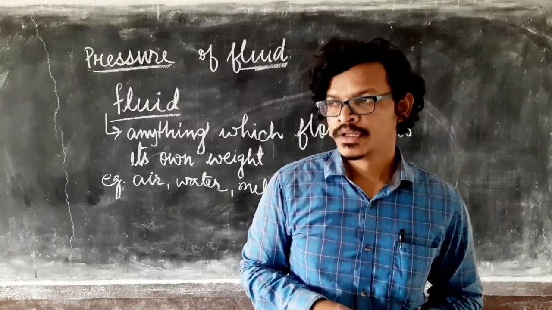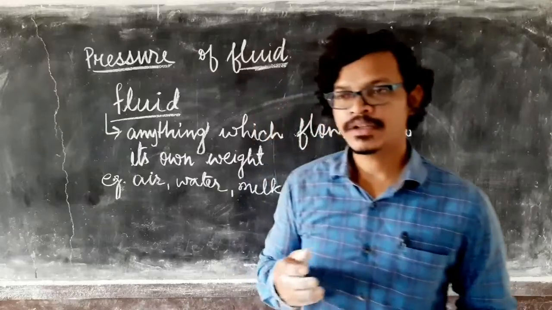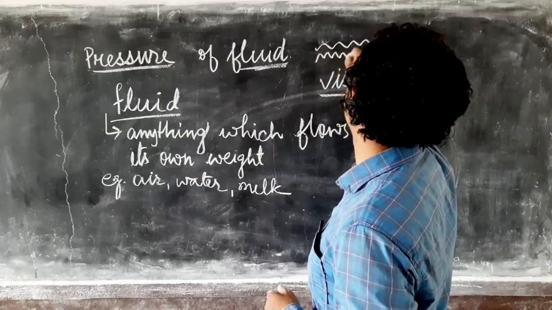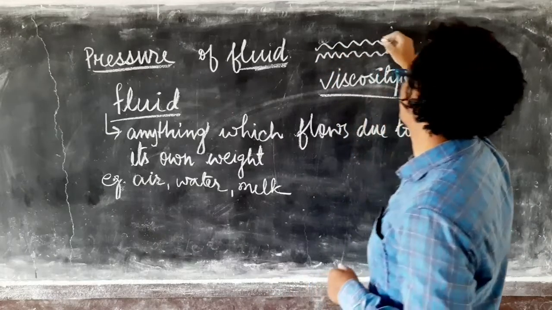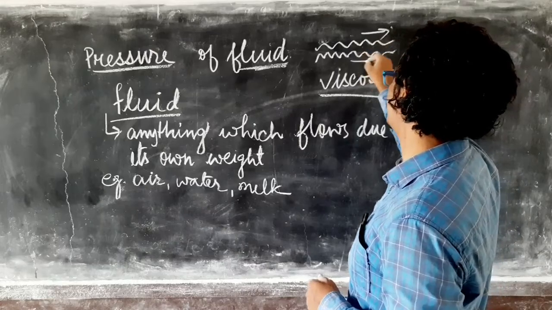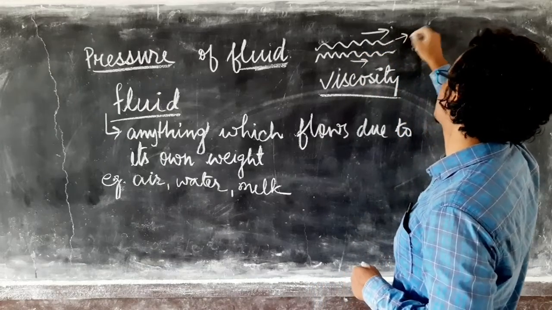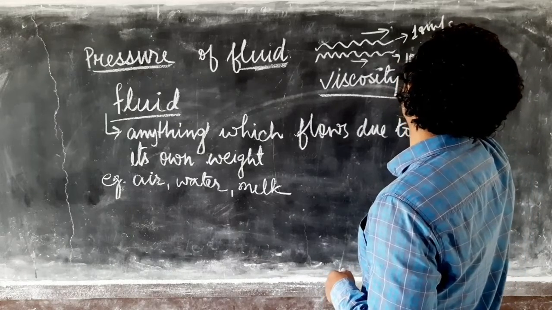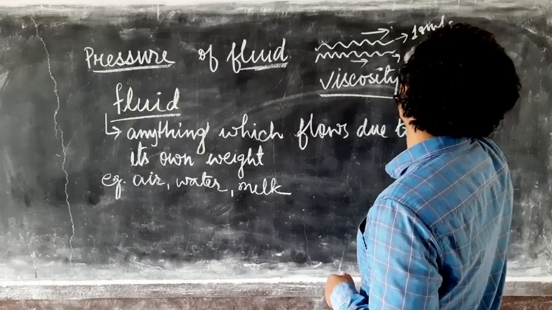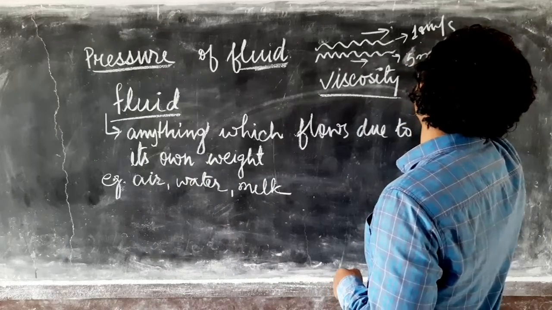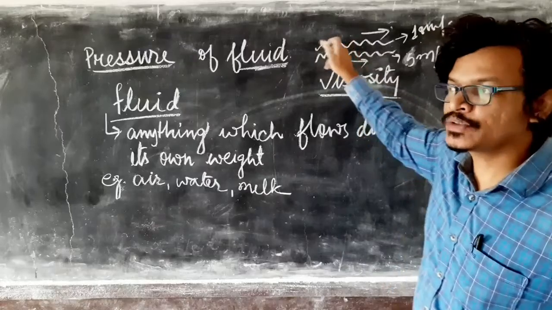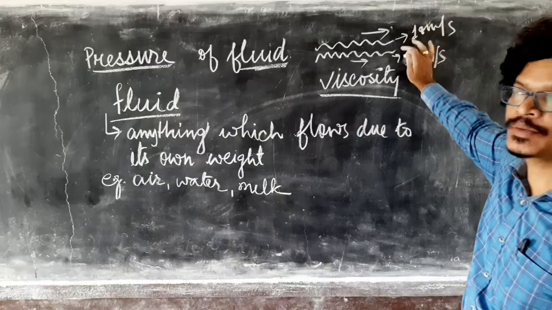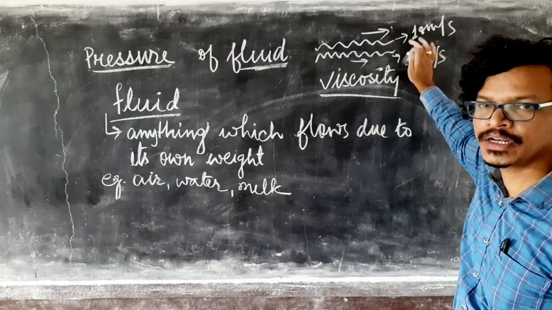Suppose this is a water stream and this is also a water stream of a river, and both are flowing. If the speed of both is different, suppose this is 10 meters per second and the lower one is, let us say, 5 meters per second. If these two layers move with the same speed, then there will be no relative motion. But if they move with different speeds, then there will be relative motion.